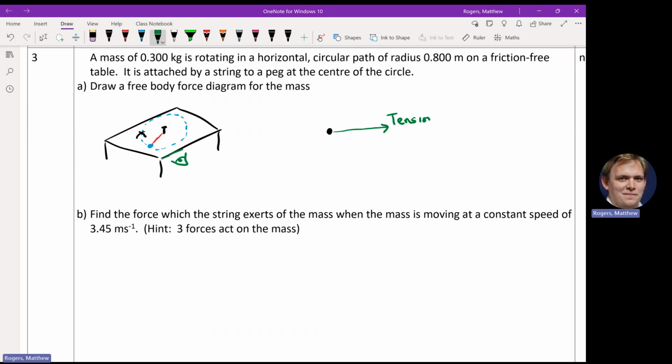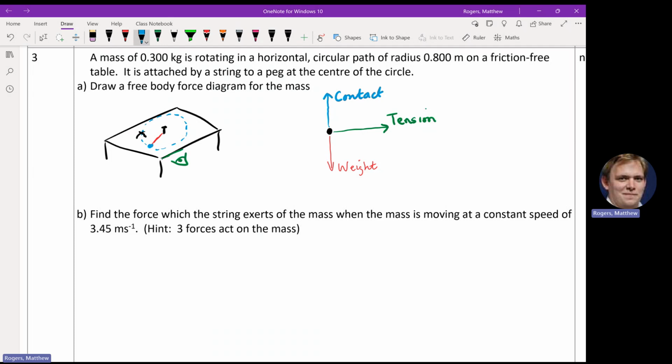Let's write its full name out. Then there's two vertical forces acting. There's the weight acting down and the contact normal reaction force acting upwards on the object, and we think these two should be the same size. So it's just the tension that is the resultant force, which is why the thing's going round in a circle.